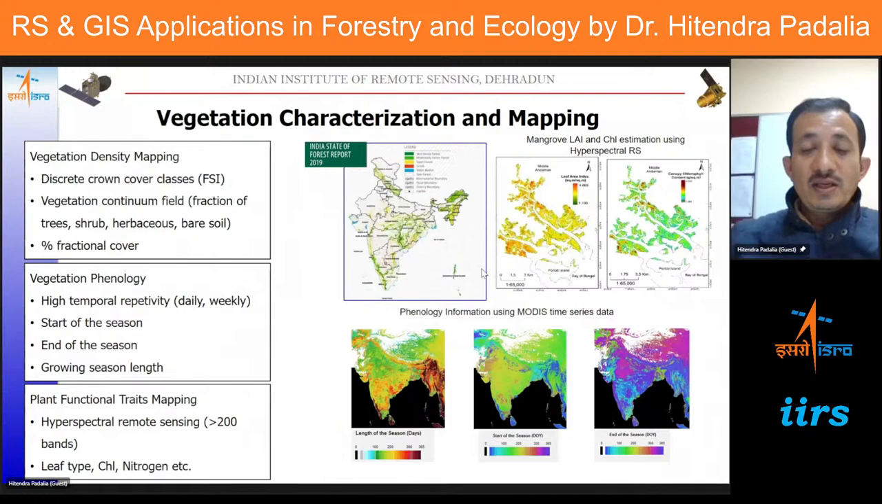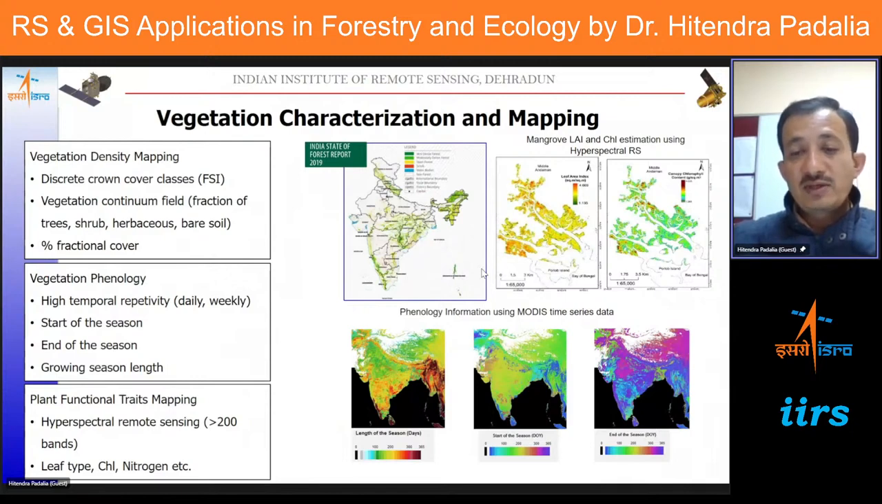So phenological metrics are derived from time series satellite data, and you can see that we are able to derive, using MODIS data for the entire India, the length of the season, the start of the season, and the end of the season. So these are all important parameters which can be derived from remote sensing data.